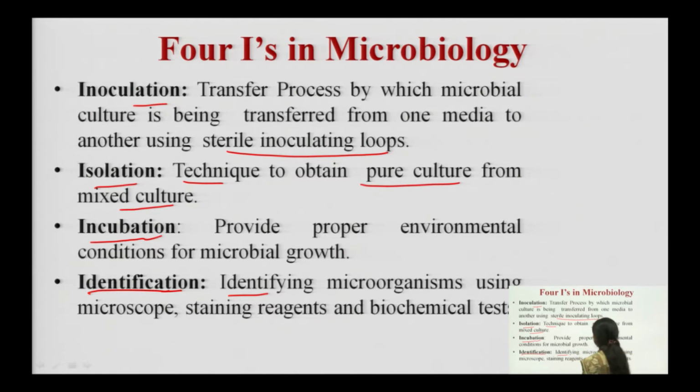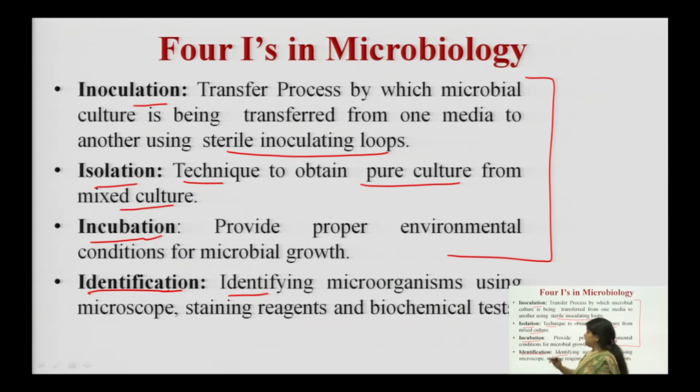If we cover these 3 I's, that is inoculation, isolation and incubation, these 3 I's put together are known as cultivation. It means if we inoculate, isolate and incubate, and we develop a pure culture, that is what we call cultivation: we have cultivated our microorganism, our species, in the lab.